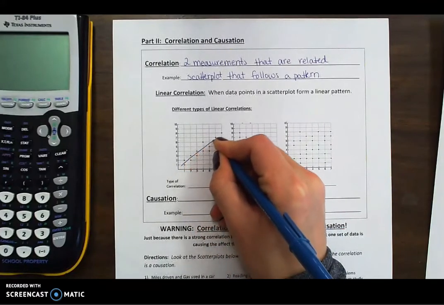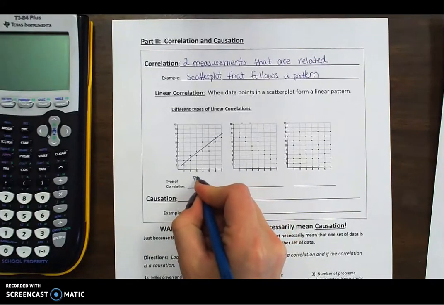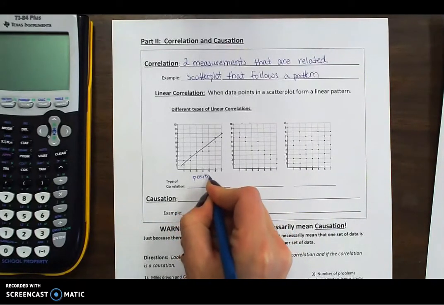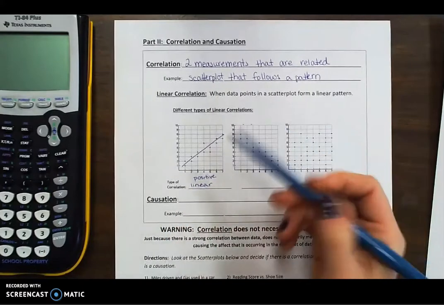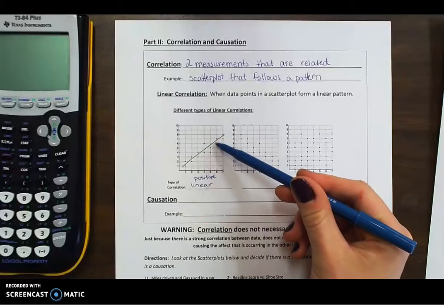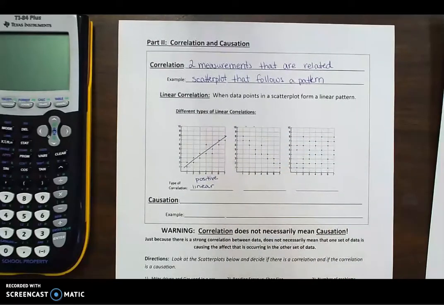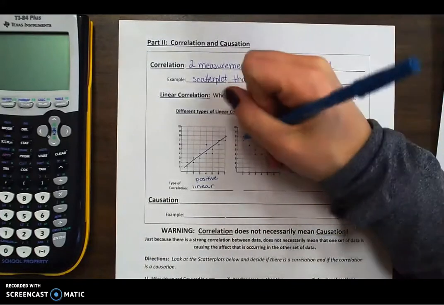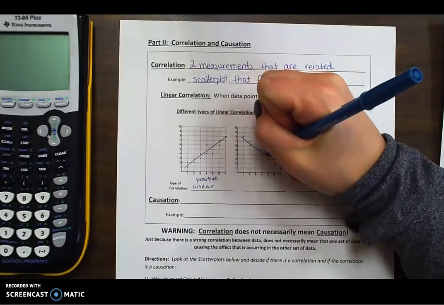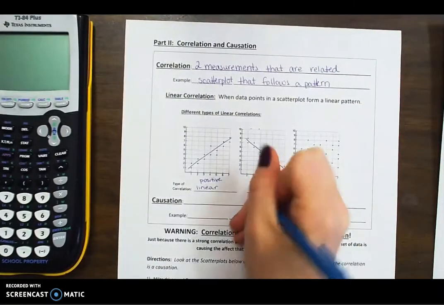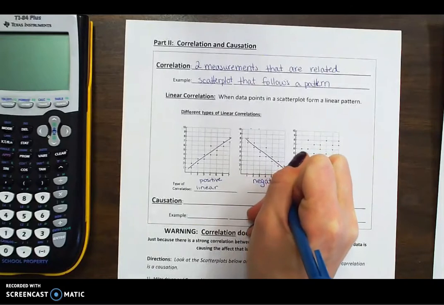I could draw a line to follow the pattern, and this is going to be a positive linear relationship, because the line has a positive slope. As one increases, the other increases. If I take a look at my second scatter plot, and I look at the pattern of the points, it looks like the points are forming a pattern of a line that goes downwards. So this is going to be a negative linear correlation.